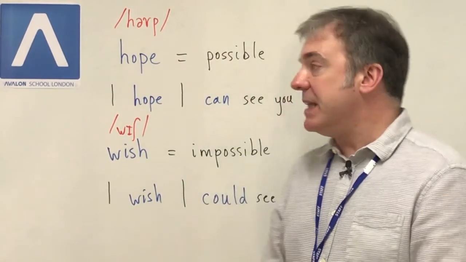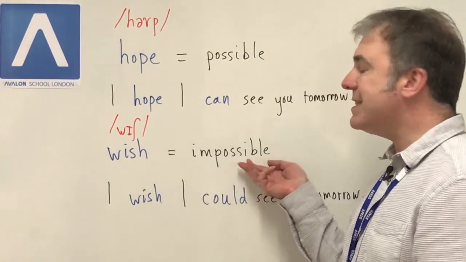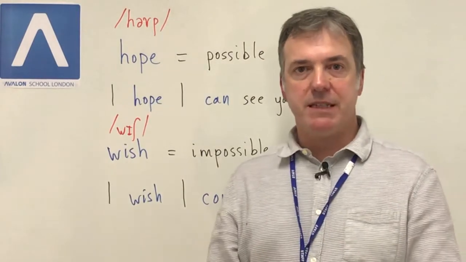So that's the difference in meaning. Hope is possible, it's a possibility. Wish is impossible, an impossibility.